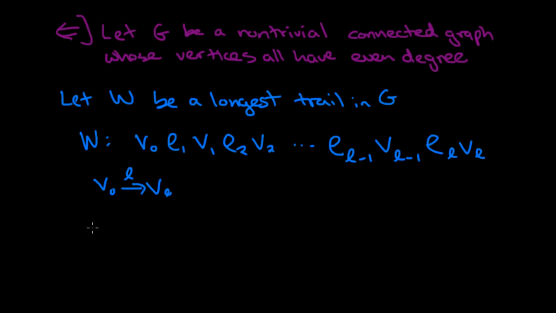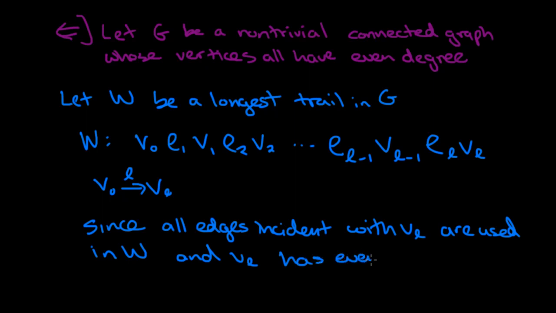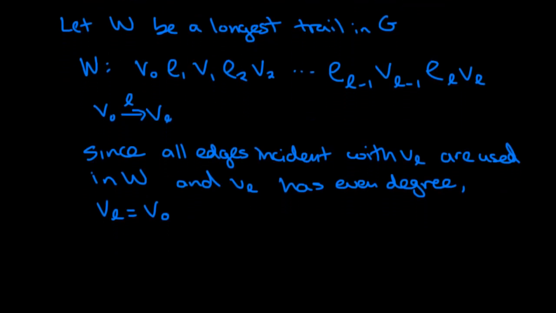So let's write that down. Since all neighbors, so all edges incident with V L are used in the walk, and V L has even degree, then we must have V L equal to V0. Okay, so what we know now is that W is in fact closed.